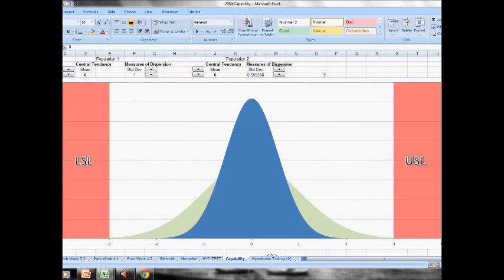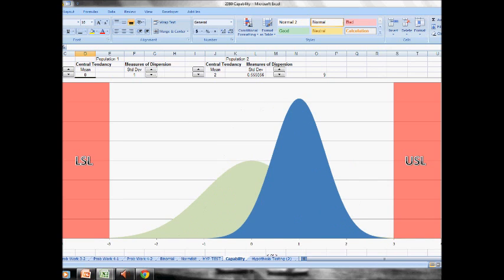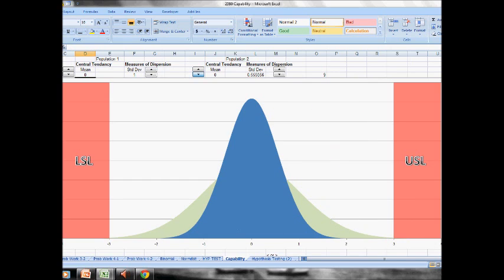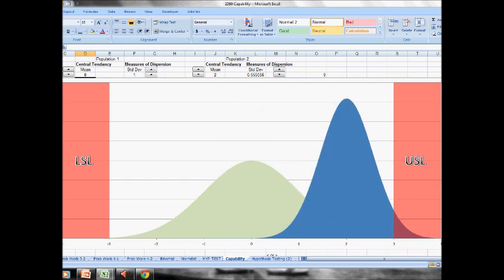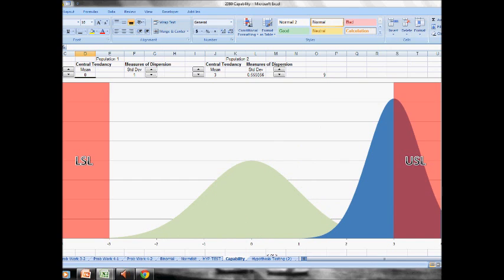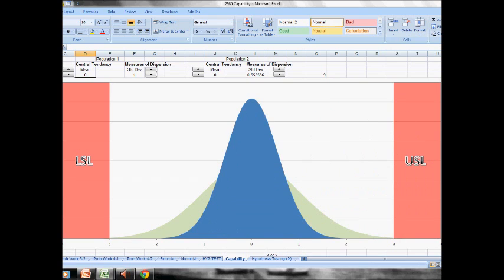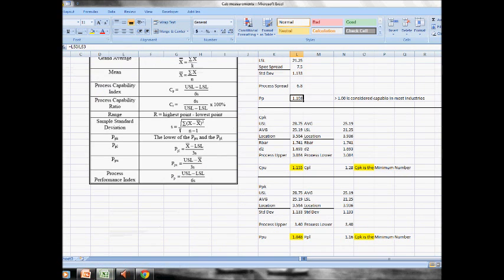What CPK and PPK are looking at is where the process is considered to be. That's the green in the background there, sorry. Let's do this one. Where is that blue distribution within that spec limit? That's what CP and CPK are looking at. Is it out of spec, in spec? Where is it at? So that's what CPK and PPK look at.